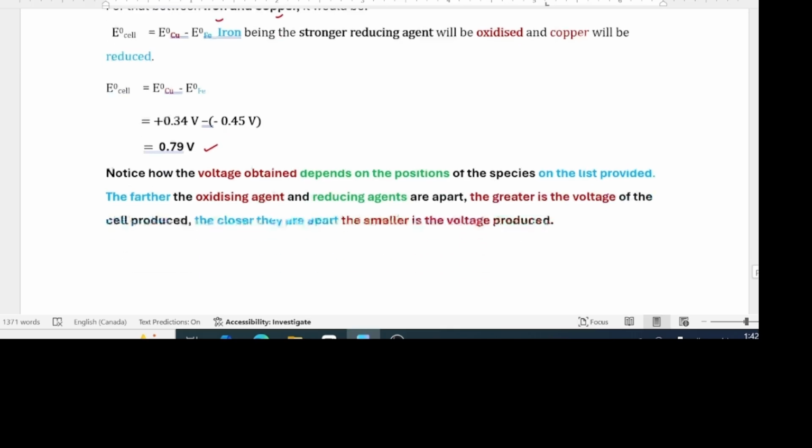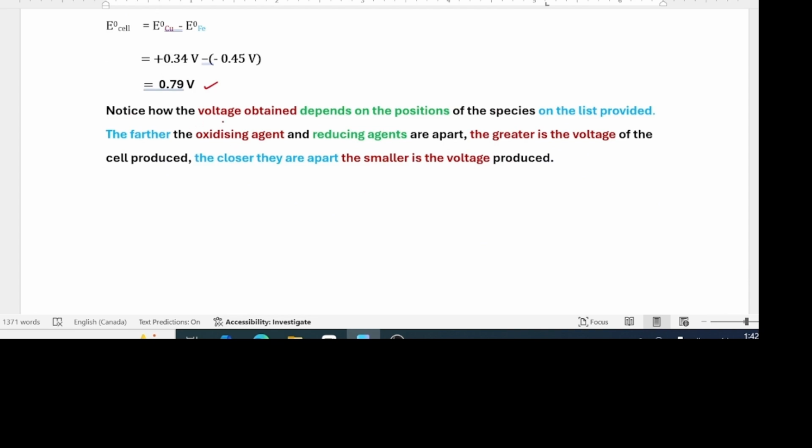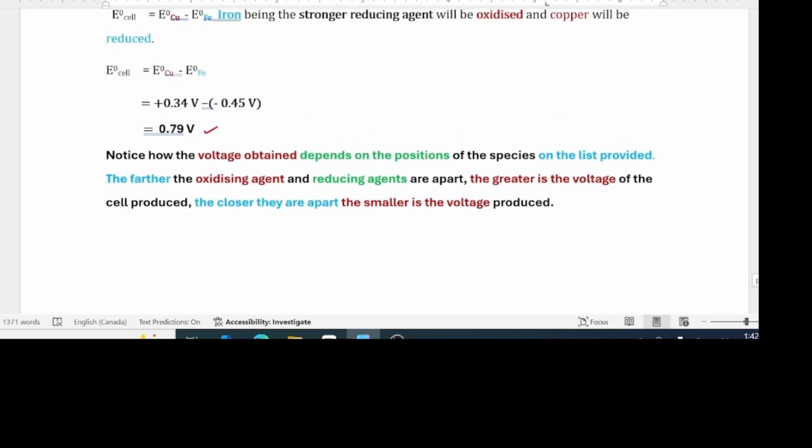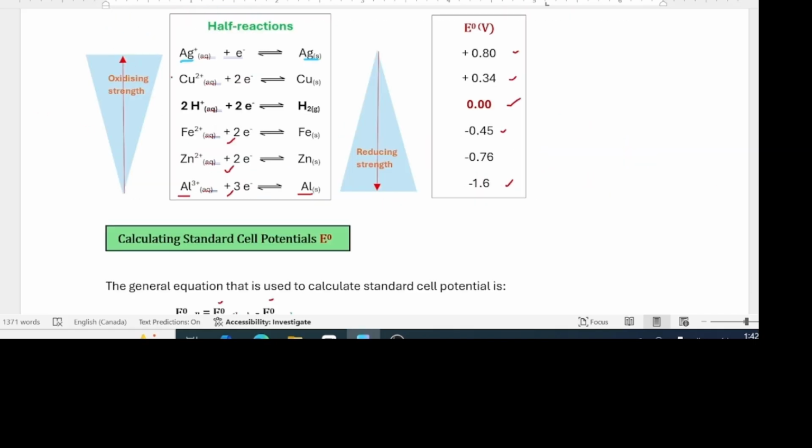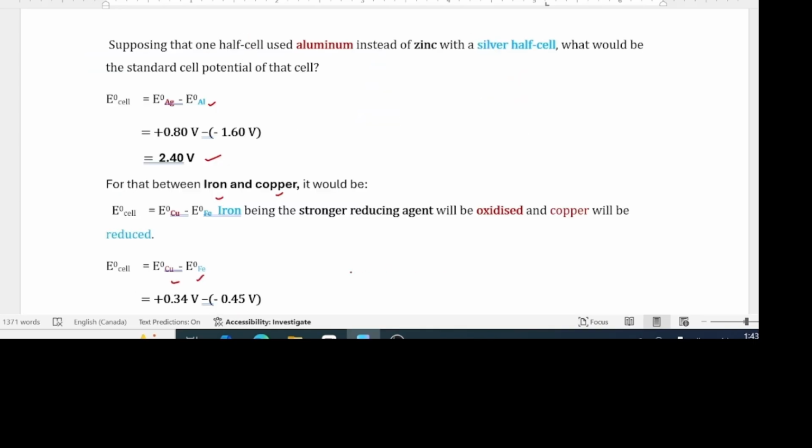Now listen to this piece here. Notice how the voltage produced depends on the position of the species on the list provided. The farther the oxidizing agent and the reducing agent are apart, the greater is the voltage of the cell produced. The closer they are, the smaller is the voltage produced. Let's see how far these are apart. When you have aluminum and silver, it was able to produce the highest voltage.